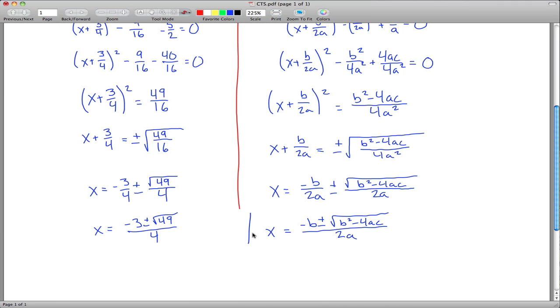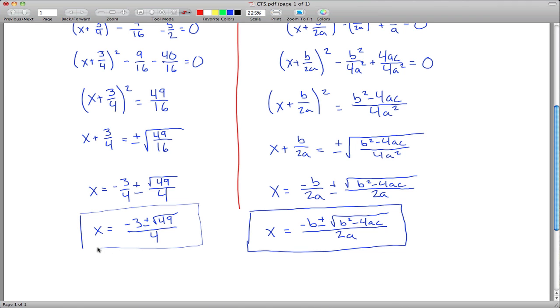So maybe you're kind of impressed, maybe you're not, but what we came up with over here in the general case is exactly the quadratic equation. And if we had used this quadratic equation on an example here, we would have gotten these solutions right here. So there's a couple of examples of completing the square, and it shows where the quadratic equation comes from.